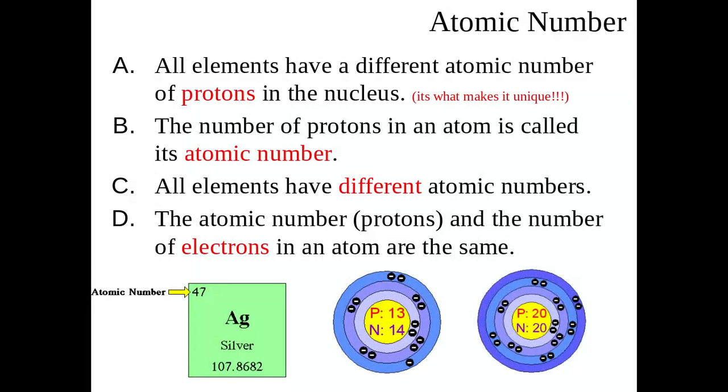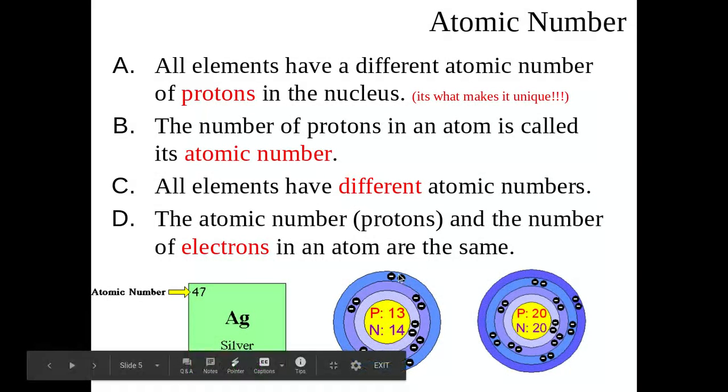Miss Samuelson, you told us that the electrons and the protons need to be the same. So there has to be 13 electrons. Let's count them. 1, 2, 3, 4, 5, 6, 7, 8, 9, 10, 11.